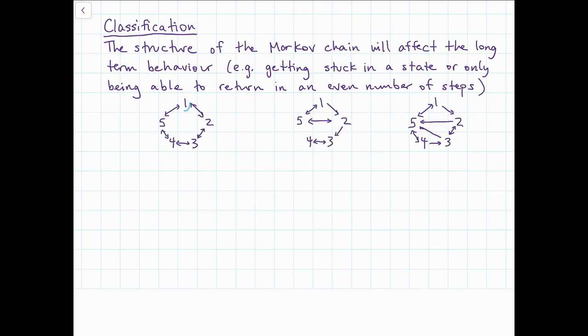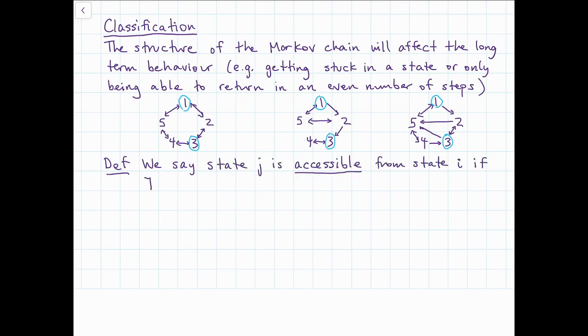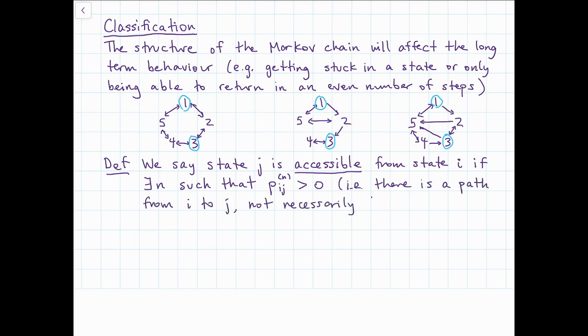And these were the transition diagrams. And thinking about the behavior of getting a message from state 1 to state 3. Sometimes it's possible to get a message from one to another, and sometimes it's not. And we define that as being accessible. So we say state J is accessible from state I if there exists some n such that Pij upper n is strictly positive. In other words, that it's possible to get a message from state I to state J. There's a path from I to J, not necessarily direct.